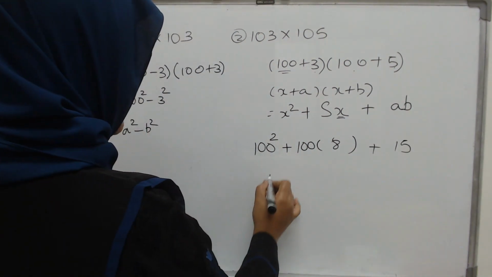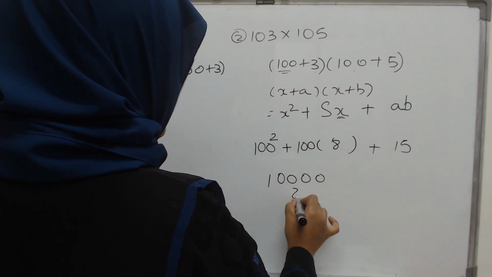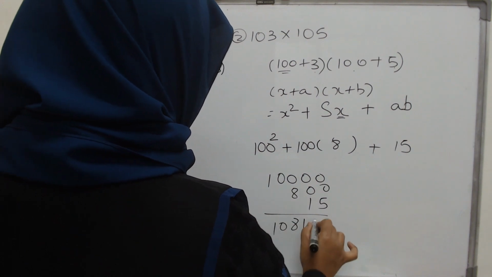So how do we find its square? Square 1, double the number of zeros into 800 into 15. This is your answer.